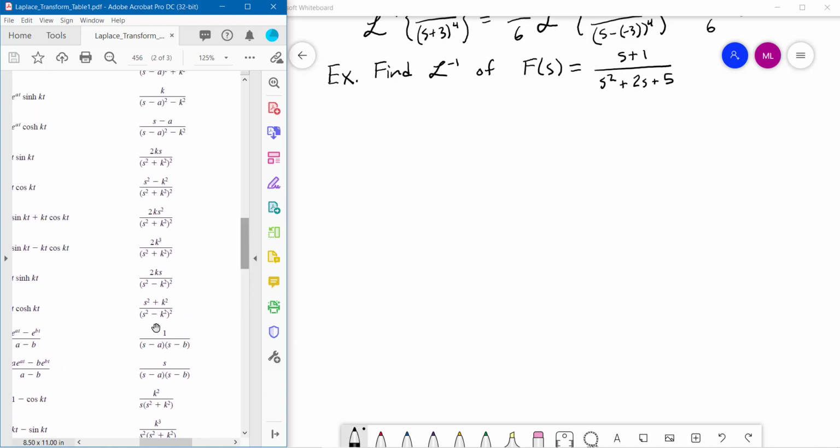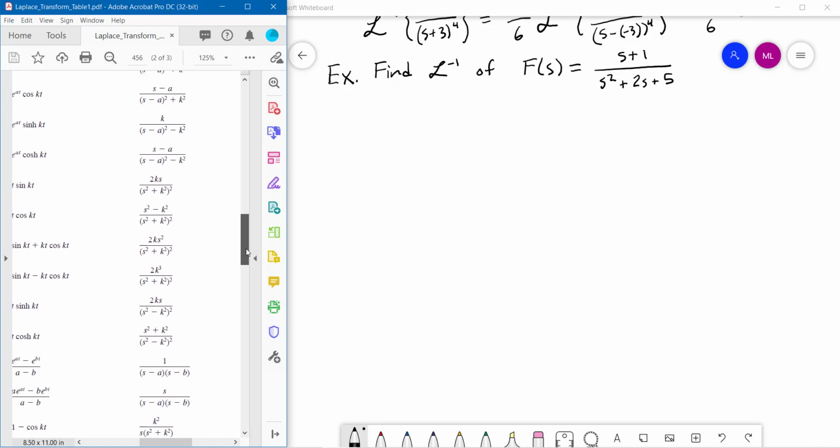We have some cases here. This looks close, but it's already factored. So we could maybe try to factor this denominator to get it into one of these forms. But then notice also the numerator has two different parts, and these numerators do not have two different parts. So that's one thing we could try, but that may or may not work.